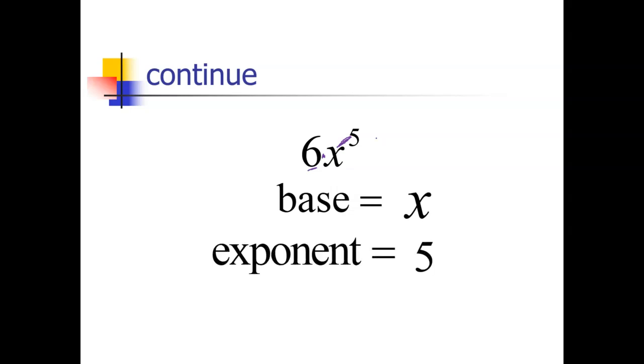Keep in mind, because the 5 is only touching the x, in this case my base will be x and my exponent will be 5. So I will not include 6 as part of my base. If you wanted to include the 6, then you must put 6x inside the parenthesis. In that case, your base will be 6x.